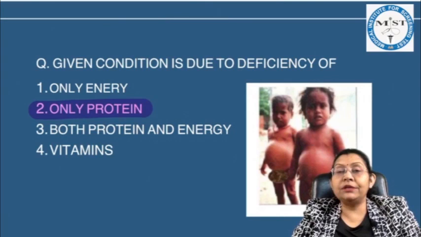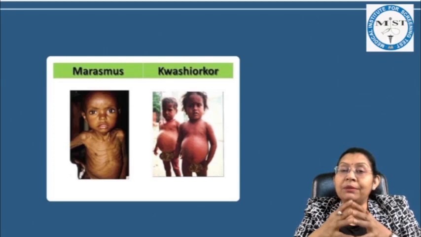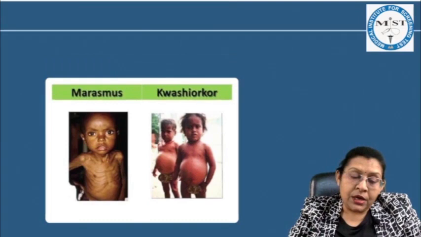Now we had seen these two images in our classes also, when the marasmic baby is having the deficiency of the energy and the protein both. So here the muscle mass is also reduced, while in Kwashiorkor babies the energy is normal but protein is less, so they are having hypoproteinemia, and because of that there is edema. So here the correct answer is that only protein deficiency.